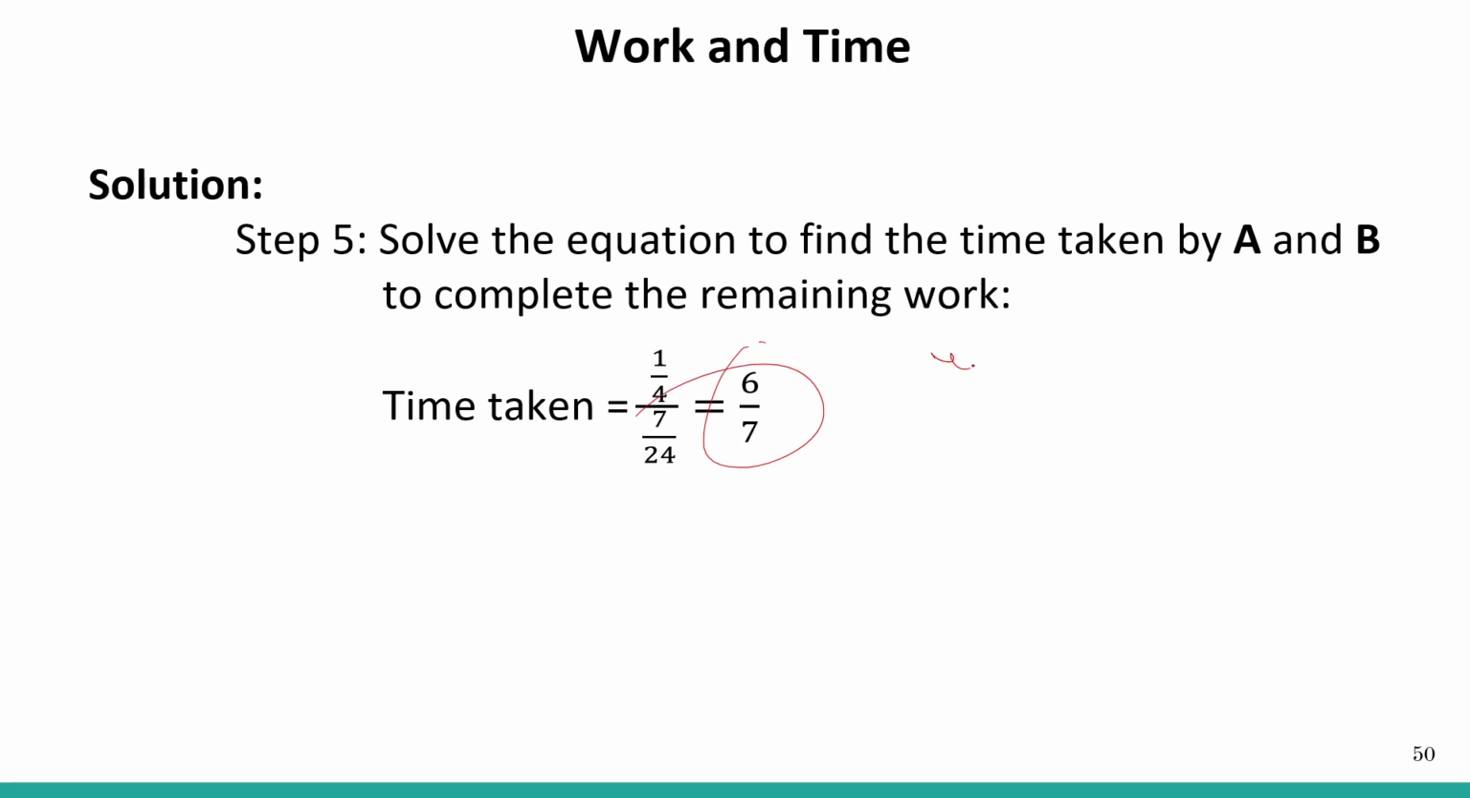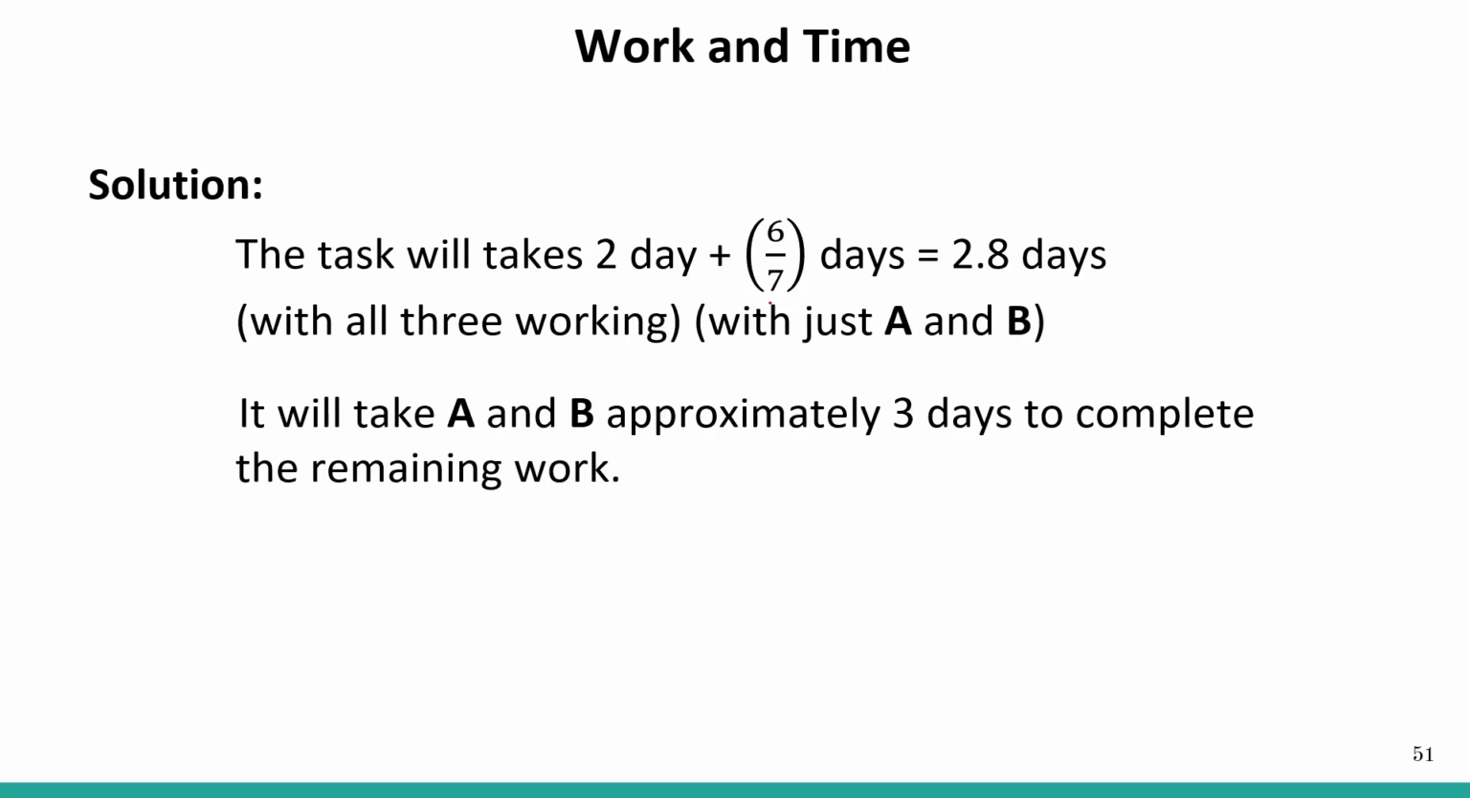Because 48 by 56 is nothing but, if we divide by 8 on both numerator and denominator, what we are left with is 6 and 7. So 6 by 7. This is the correct answer. So the task will take 2 days plus 6 by 7 days, that is 2.8 days, with all three working and then just A and B. It will take A and B approximately 3 days to complete the remaining work.